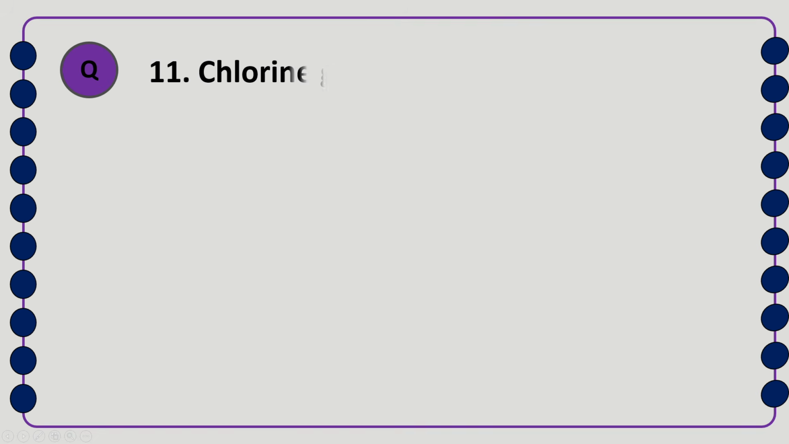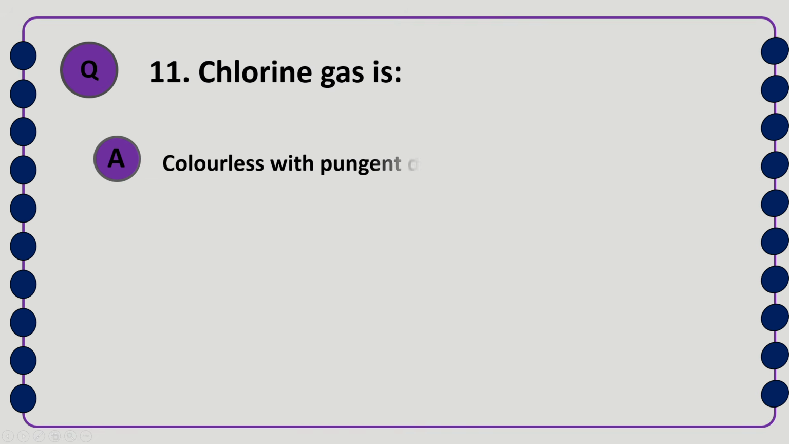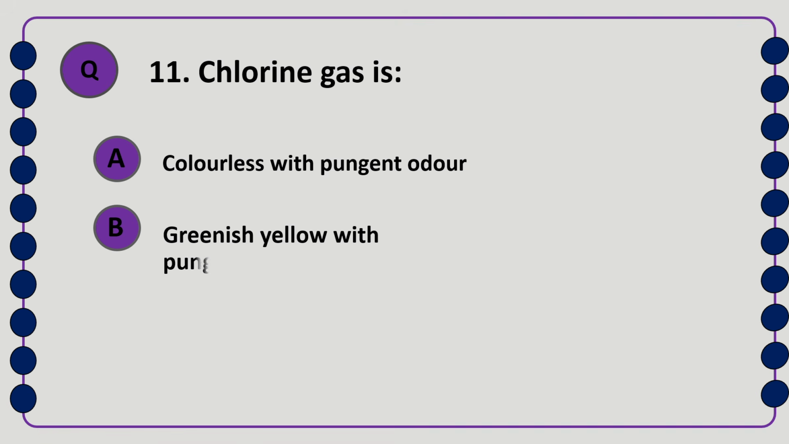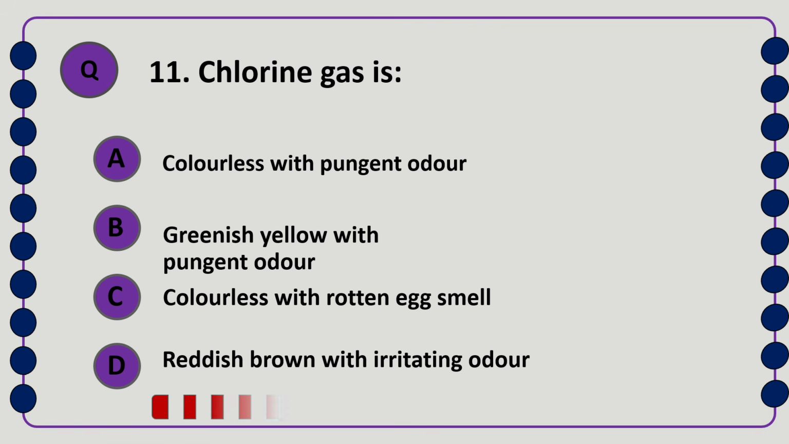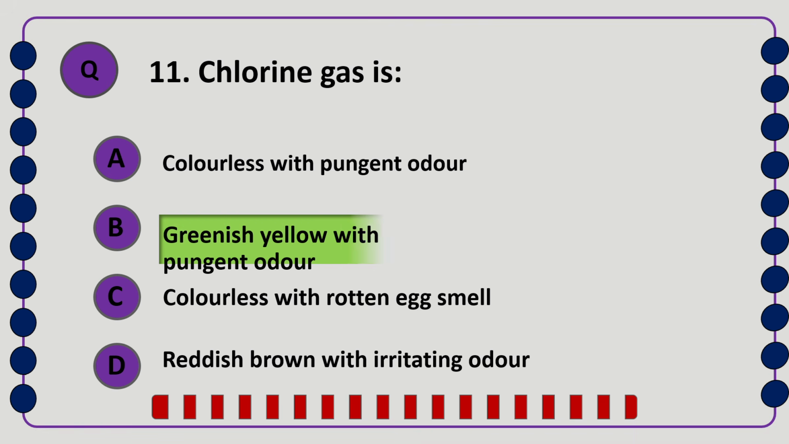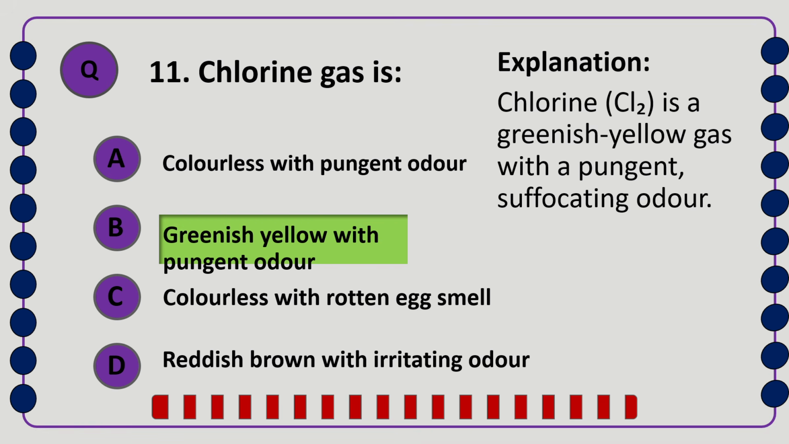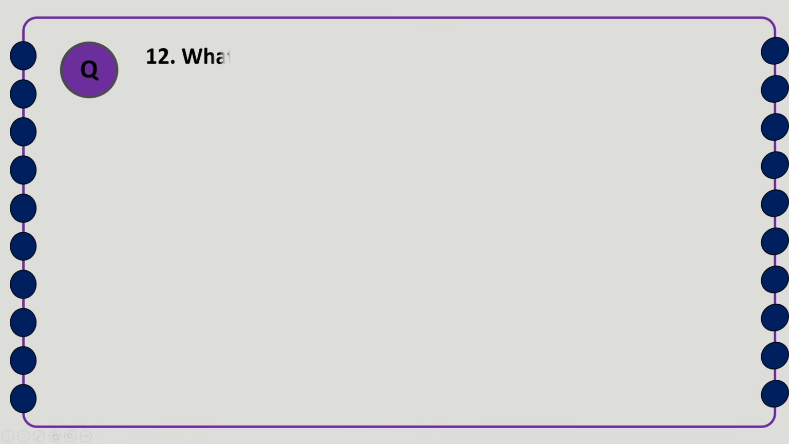Question number 11. Chlorine gas is: colorless with pungent odor, greenish yellow gas with pungent odor, colorless gas with rotten egg smell, or reddish brown gas. Some options are very weird. Yes, this is the first gas we have come across till now. It is greenish yellow gas. Chlorine is greenish yellow gas with pungent, suffocating odor. I hope this is clear. Let us move ahead. Question number 12.